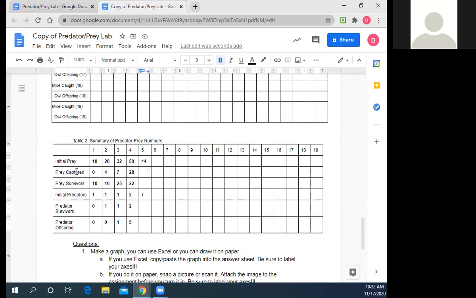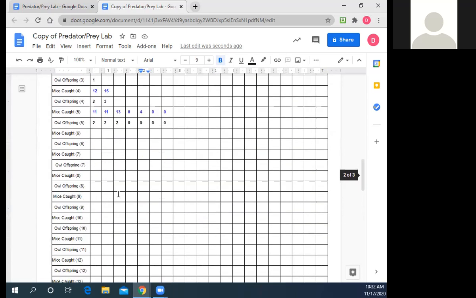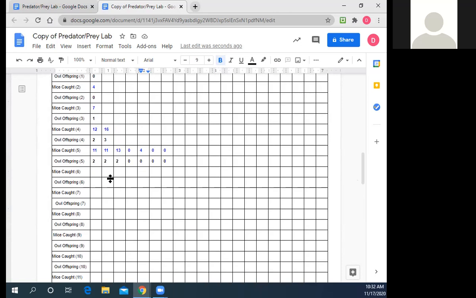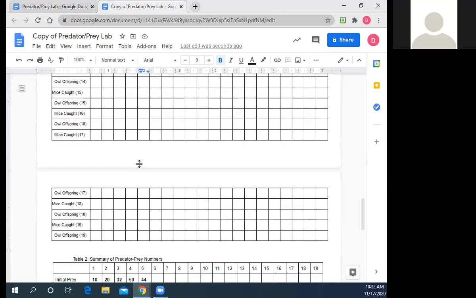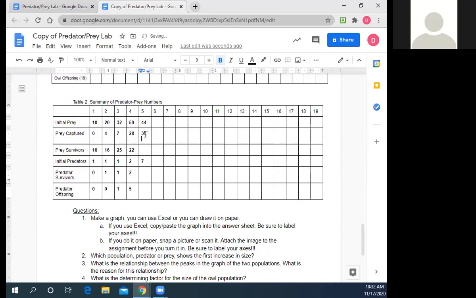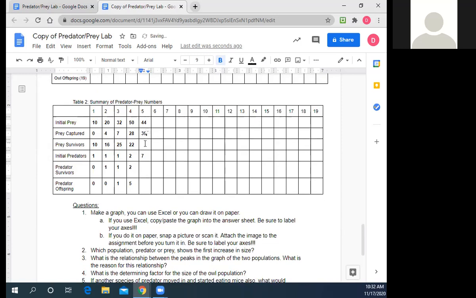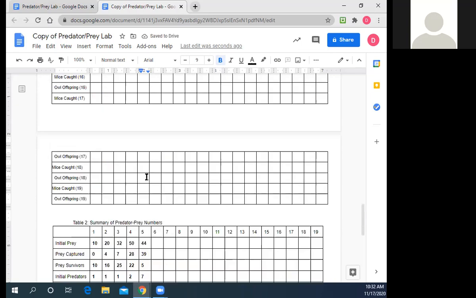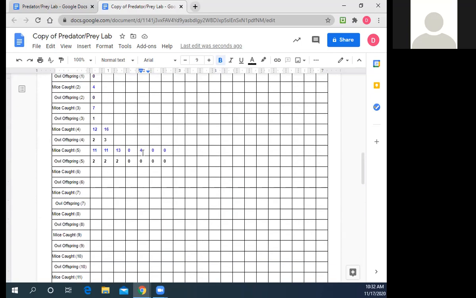So for prey captured, we have 11 and 11 and 13 and 4. So 39 of our prey were captured. Oh, and he fell out. So that brings us to 44, which is correct. Prey survivors, 1, 2, 3, 4, that gives us 5. Predator survivors, now of our 7 total owls, we see that 1, 2, 3, 4 survived.